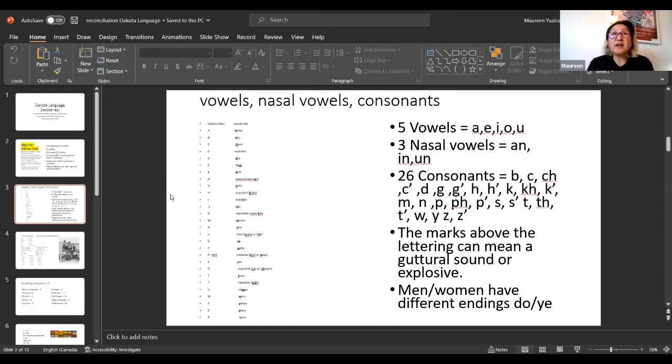And I sounds like the I in machine. It's a long I. And the K sounds like the K in kite. The K with the asterisk is exploded, and it comes from your esophagus again. One knock, K.